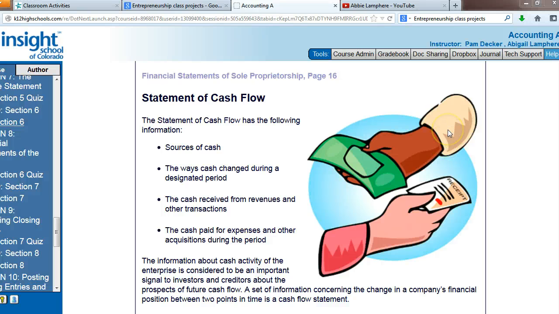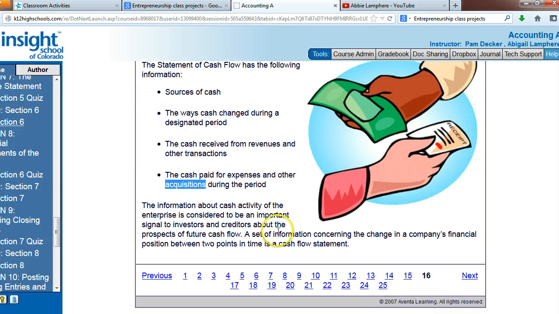Okay, the fourth and final financial statement of the sole proprietorship is the statement of cash flow. The statement of cash flow has the following information: sources of cash, the ways cash changed during a designated period, cash received from revenues and other transactions, and cash paid for expenses and other acquisitions. Acquisitions is just a fancy word for things we acquired, whether it was property, inventory, whatever, things that we paid for during the period.